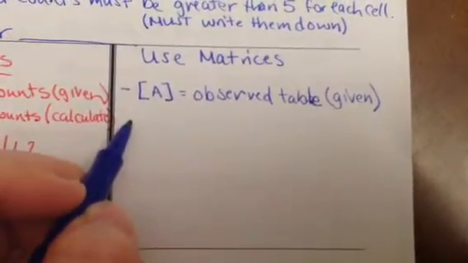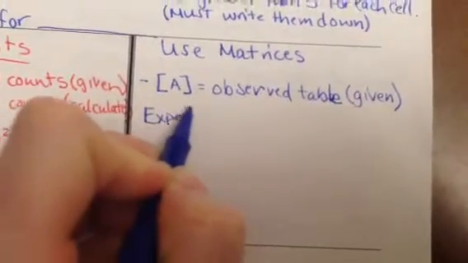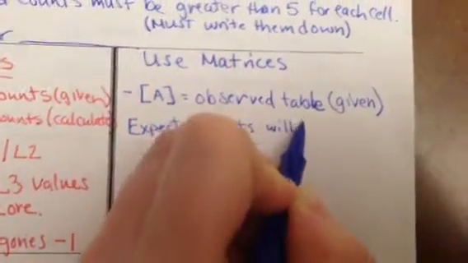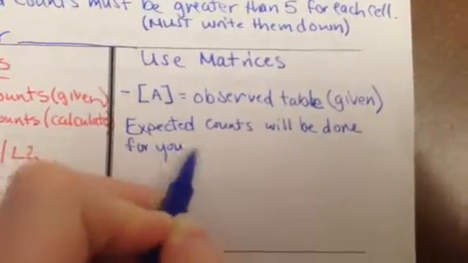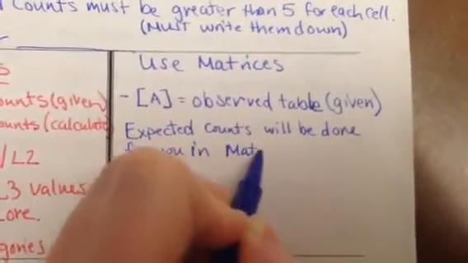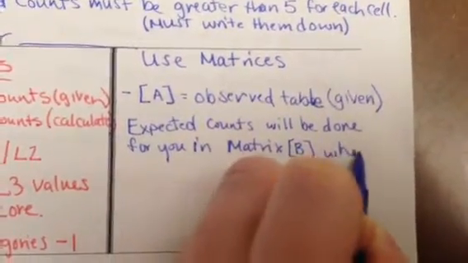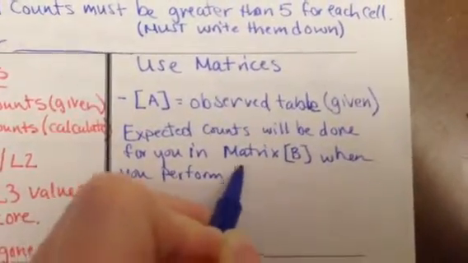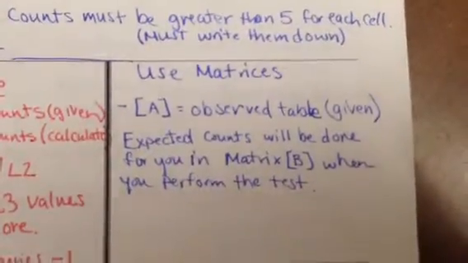Now matrix B is supposed to be your expected counts, but you don't actually have to type them in. Your expected counts will be done for you in matrix B when you perform the test. It's kind of a behind the scenes bonus that you get.